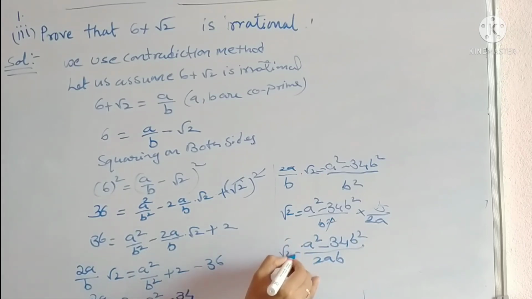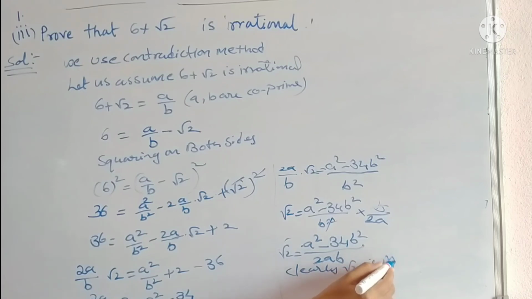We know root 2 is irrational. So clearly root 2 is irrational. But here it is in the form of a fraction. So this is a contradiction. Therefore 6 plus root 2 is not rational, it is irrational. So in this way we can solve these problems. Okay, I think you understand these problems, students.